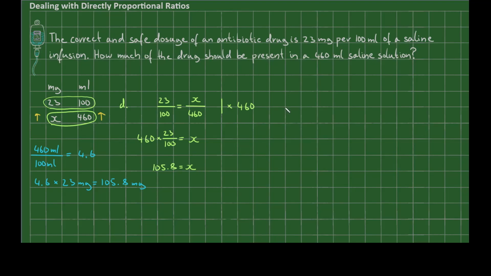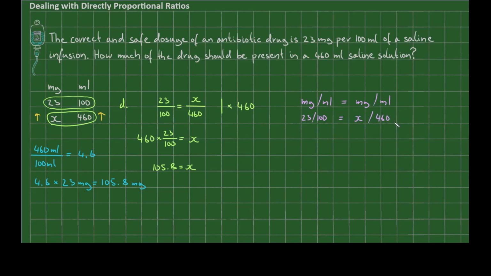The third method will use units to guide the solution. So the initial dosage of the drug is in milligrams per milliliter. And the second dosage of the drug should also be in milligrams per milliliter. In the first instance, the milligrams are 23, while the milliliters are 100. In the second instance, the milligrams are the unknown, while the milliliters are 460.